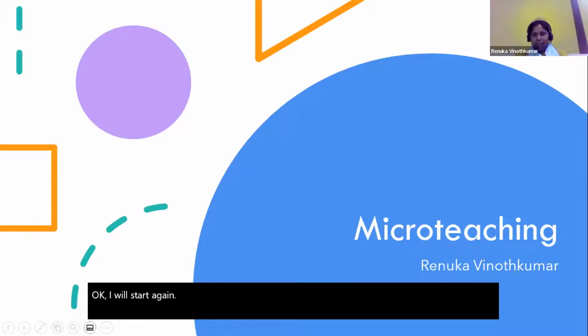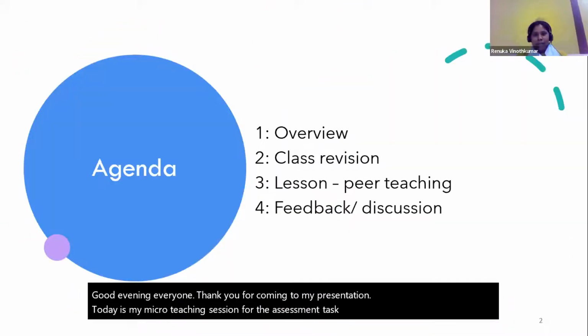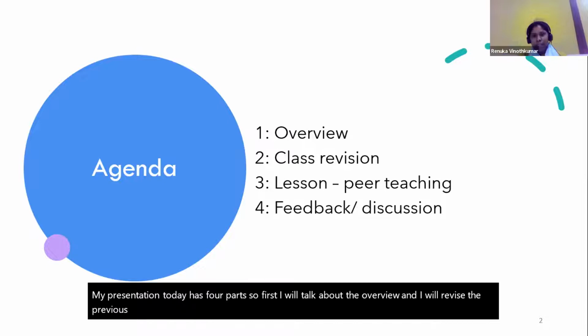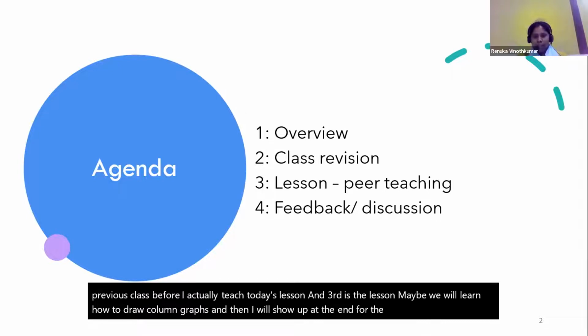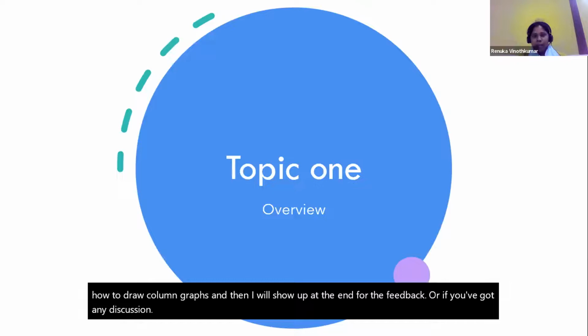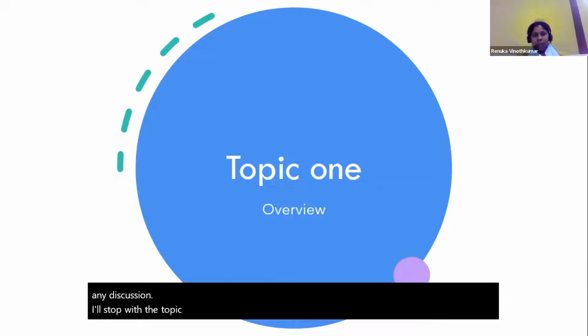Good evening, everyone. Thank you for coming to my presentation. Today is my micro teaching session for the assessment task 2. My presentation today has 4 parts. First I will talk about the overview, and I will revise the previous class before I actually teach today's lesson. And third is the lesson where we will learn how to draw column graphs. And then I will stop at the end for the feedback or if you've got any discussion.